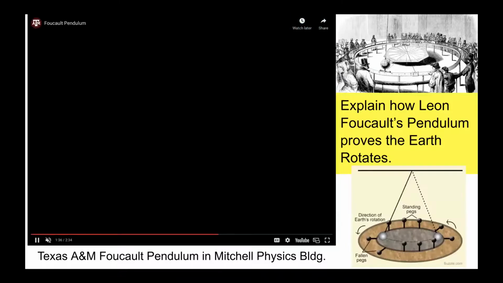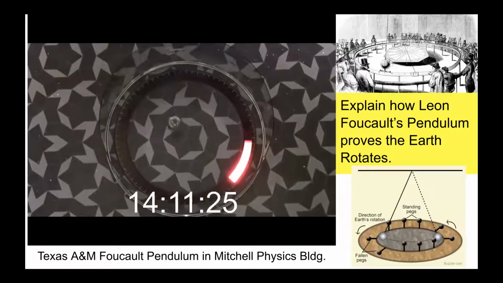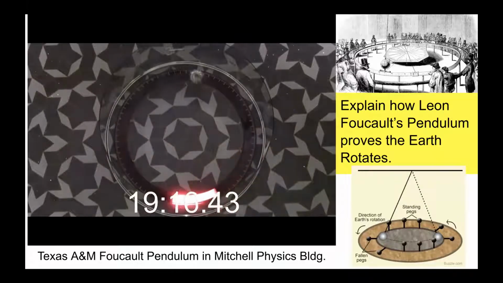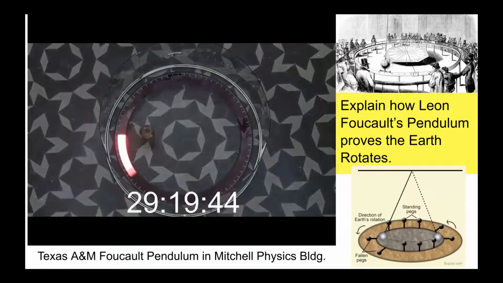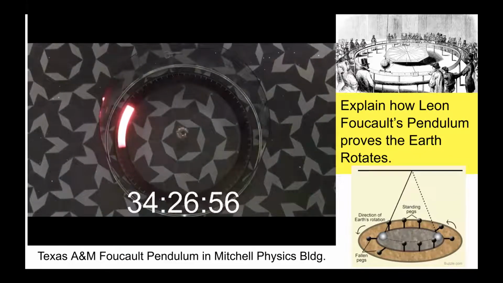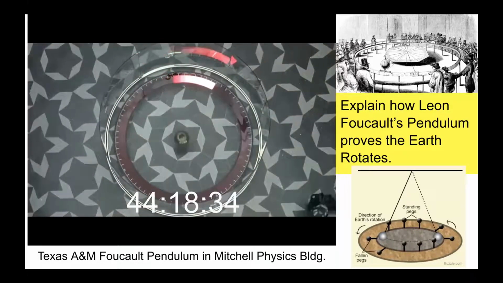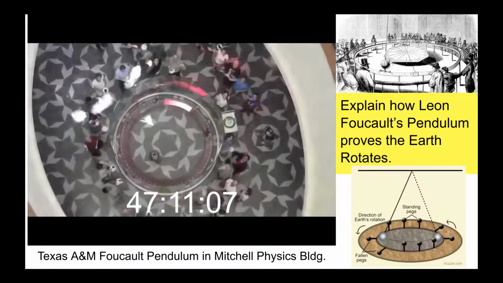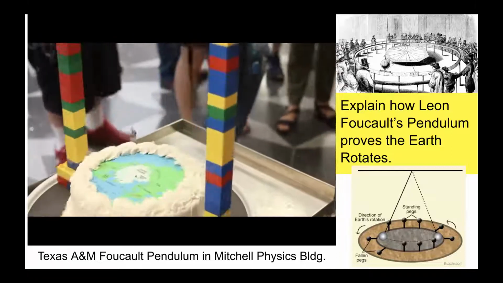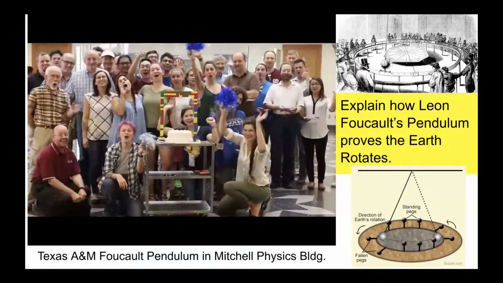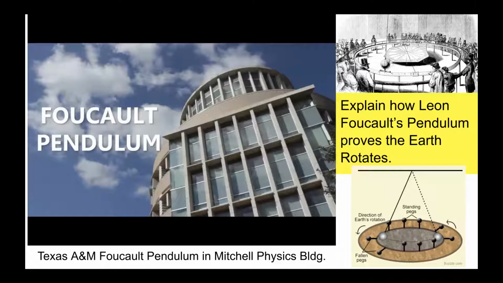So in our next little video, this is a cool video from Texas A&M. They have what's called a Foucault pendulum at their physics building, and you can look this up on YouTube. But my challenge question for you guys is to explain how Foucault's pendulum proves that the Earth rotates. And this is a cool pendulum. It's 7 stories tall, so it's really tall, and it's over 400 pounds. So as you watch this video on your own time, see if you can use this video to help you explain how Foucault was able to prove that the Earth actually rotates.